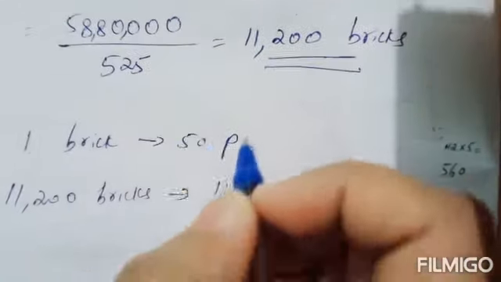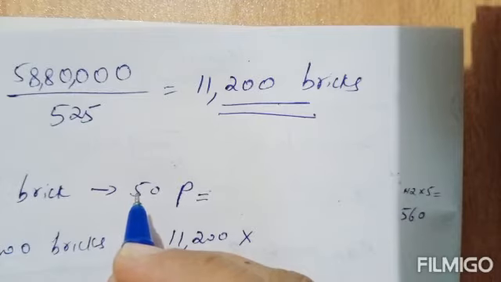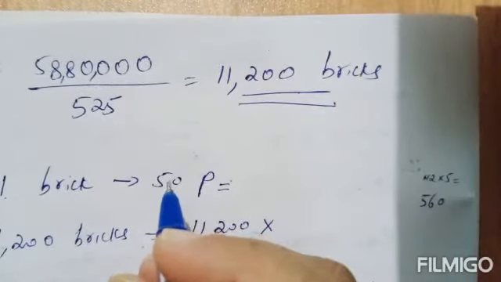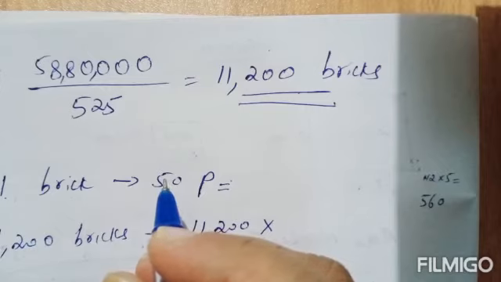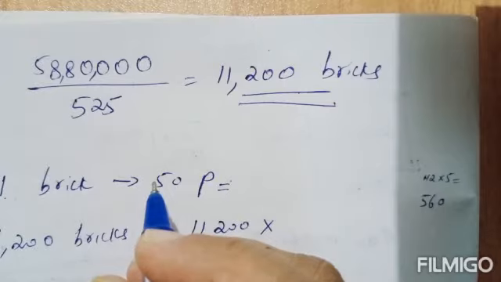Now in that, one more question is given. Find the cost of paving the floor with the bricks if a brick costs 50 paise. So the cost of one brick is given as 50 paise. You have to find the total cost of paving the floor with the bricks.